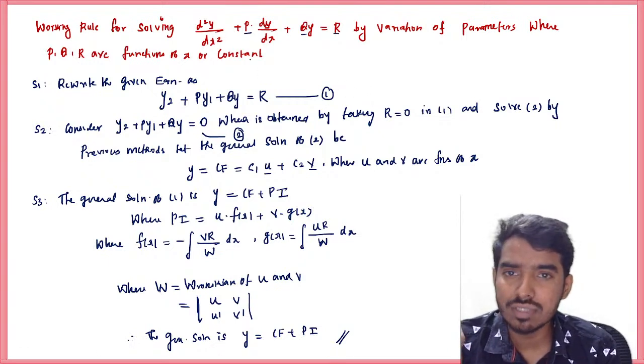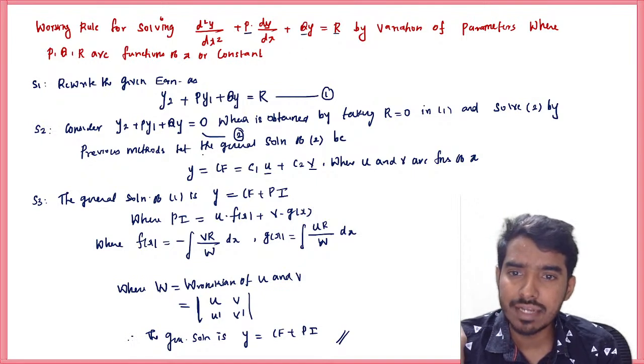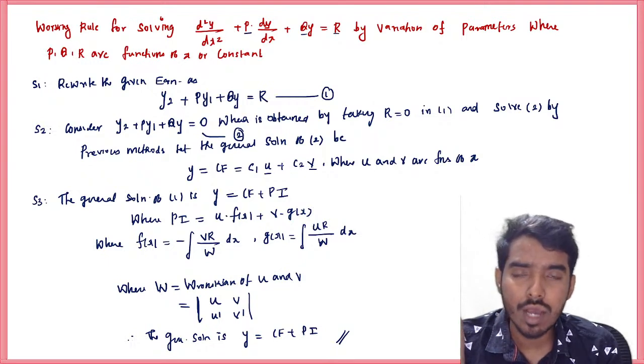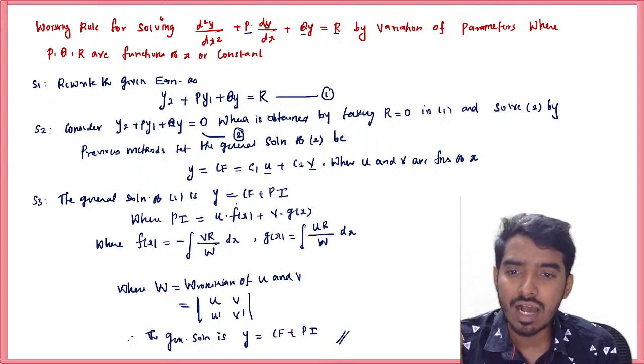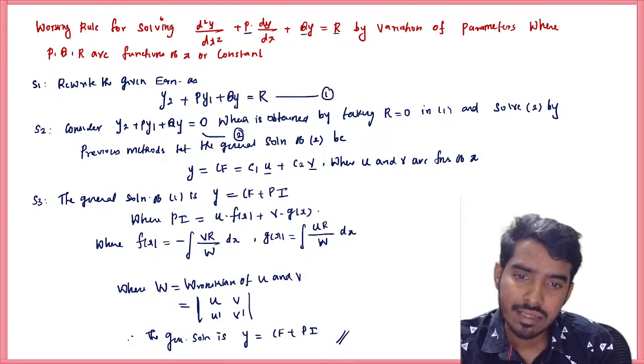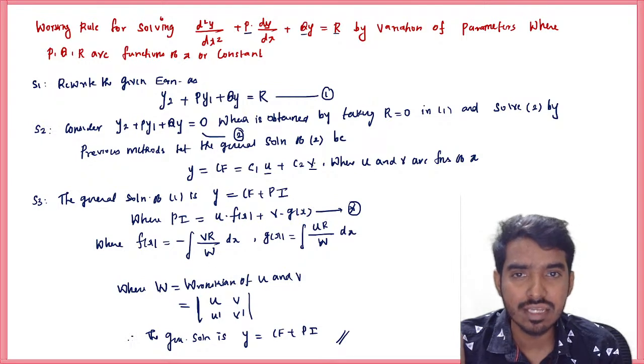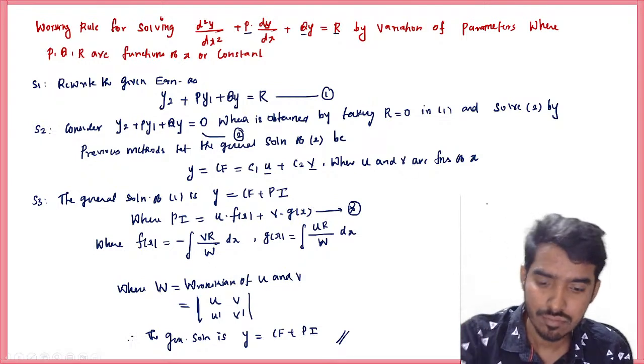How to solve? Put R is equal to 0, find Cf, write Cf as c1 u plus c2 v. U and v, you have to find depending upon the question. After that, what is the formula for Pi? Very important. This is the formula for Pi: u f of x plus v g of x. U and v you already know from Cf. Find f of x and g of x using this formula. Find W, which is the Wronskian of u and v. That's it. We're going to do some problems.